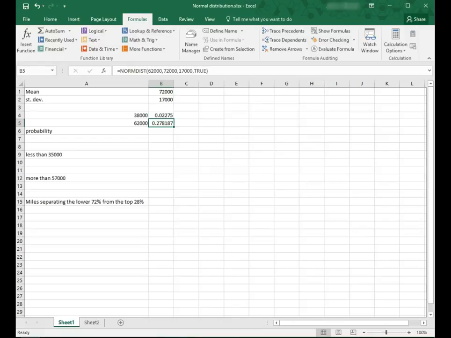Now, in order to get the proportion of trucks that travel between these 2 mile values, we need to subtract one from the other. So we're going to take the probability for 62,000 miles, which is located in column B, row 5, and subtract from it the probability for 38,000 miles, located in column B, row 4. And we get an answer of 0.255. So that is the proportion of trucks that can be expected to travel between 38,000 and 62,000 miles in the year.